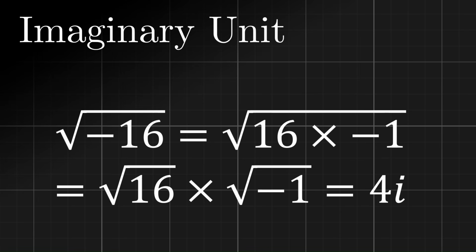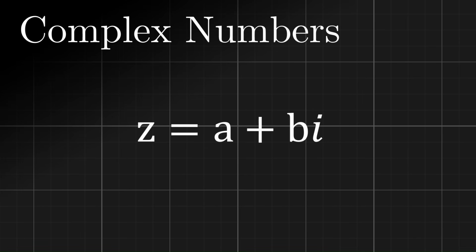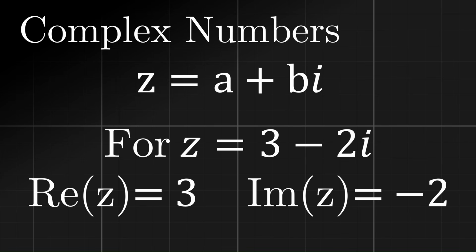What happens if we combine these with the real numbers we already know? Well, that's how we get complex numbers. A complex number, which we often write using the variable z, has a standard form called the Cartesian form. z equals a plus bi. Here, a is called the real part of z, written as Re(z), and b is the imaginary part, written as Im(z). Notice the imaginary part is just b, not bi.